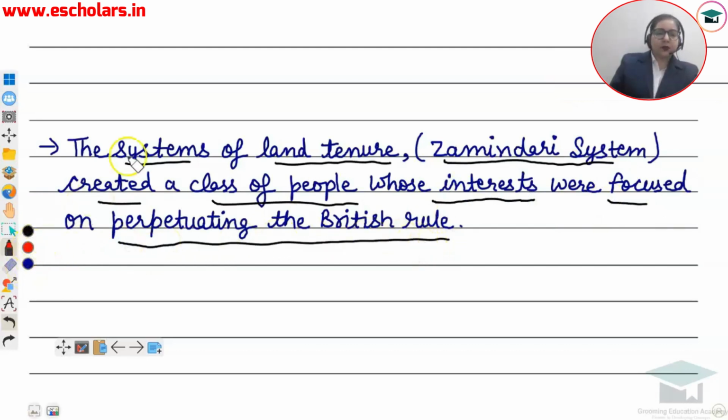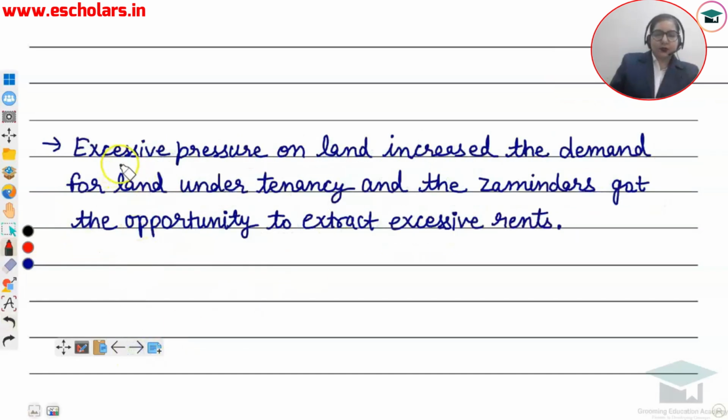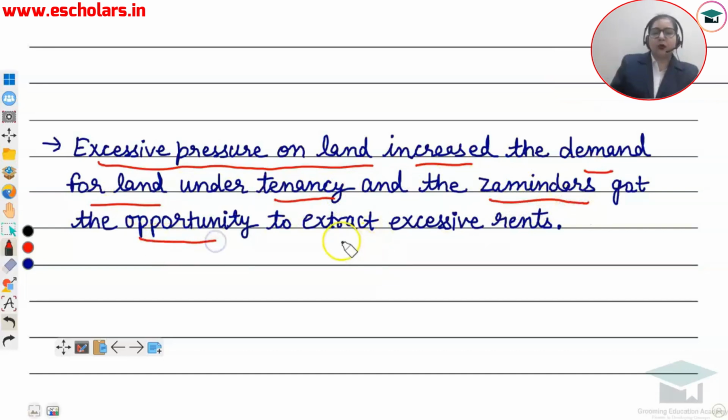Okay, so let's have a look. The systems of land tenure, that is the zamindari system, created a class of people whose interests were focused on perpetuating, that is continuing, the British rule. Now students, excessive pressure on land increased the demand for land under tenancy, right? And the zamindars got the opportunity to extract excessive rents, in order to charge high amounts of rents.